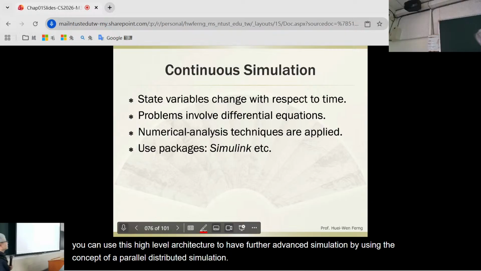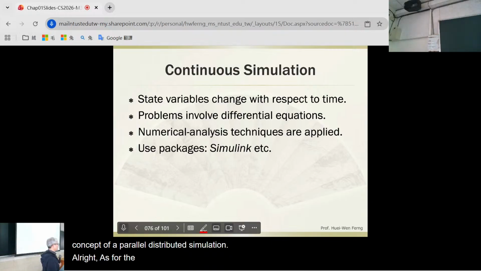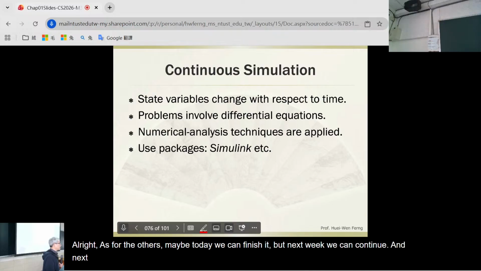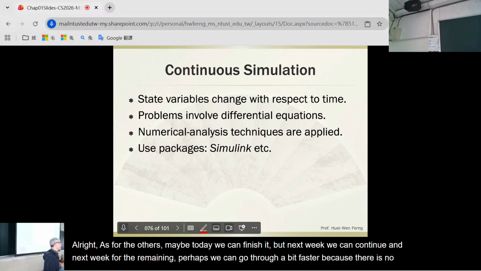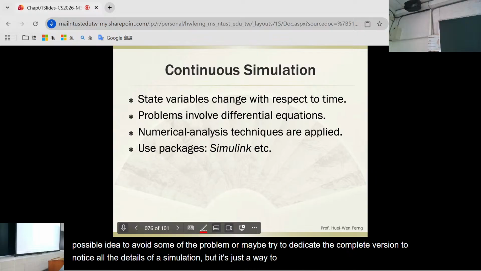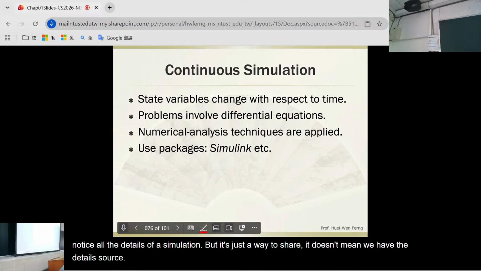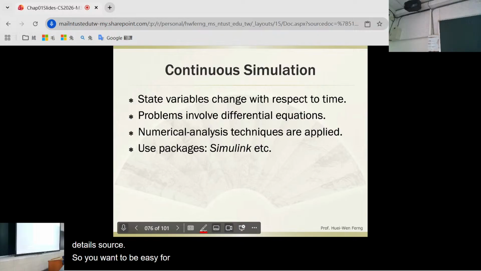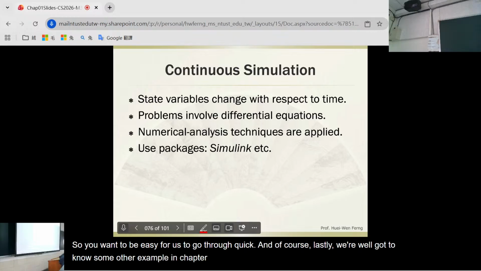All right. As for the others, maybe today we cannot finish, but next week we can continue. For the remaining part, perhaps we can go through it a bit faster, because there are some possible ideas to avoid some problems, or to have the complete version to notice all the details of a simulation. But it's just a way to check. It doesn't mean we have the detailed source code, so it will be easier for us to go through quickly. And next week we will look at some advanced examples in chapter 2, so of course we will check the content in chapter 2.